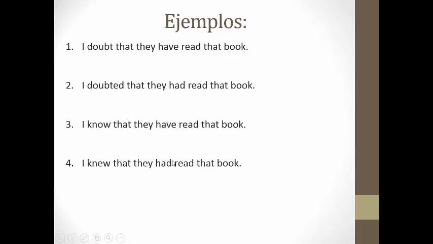Let's look at 4. I knew that they had read that book. Okay, so there is a change in subject again. And the whole sentence is in the past, but I knew, again, there's no element of doubt, so you can't use subjunctive here. You're just going to have to use regular old past perfect, or what they may call past perfect indicative here.